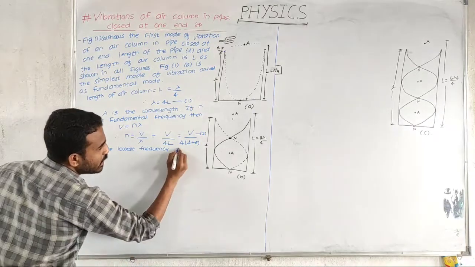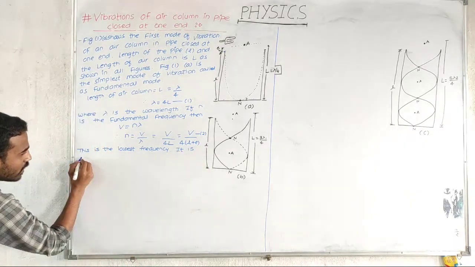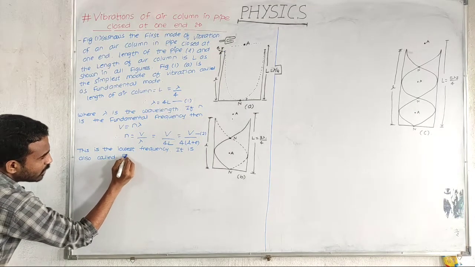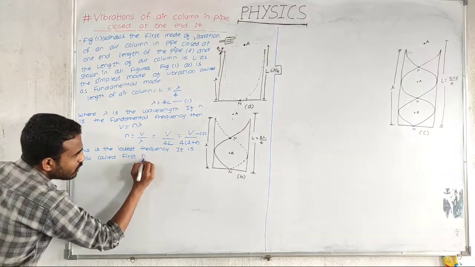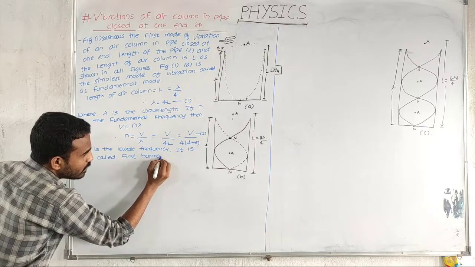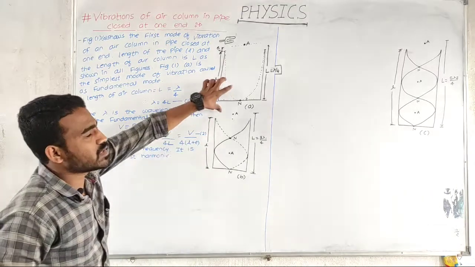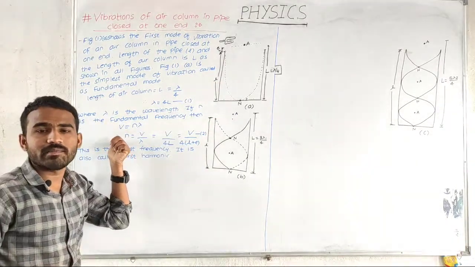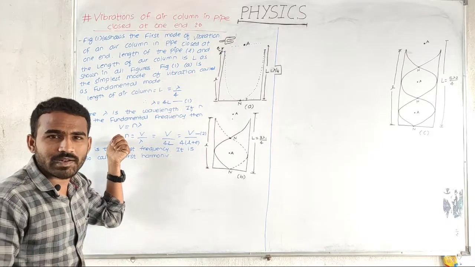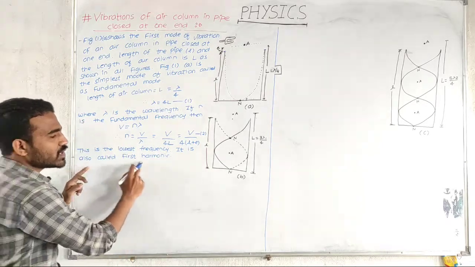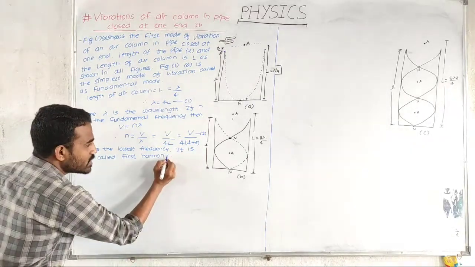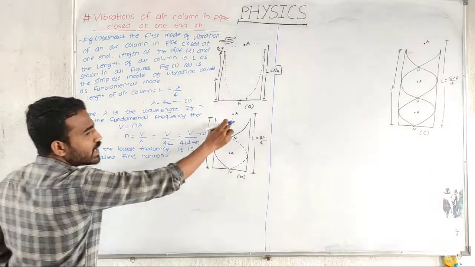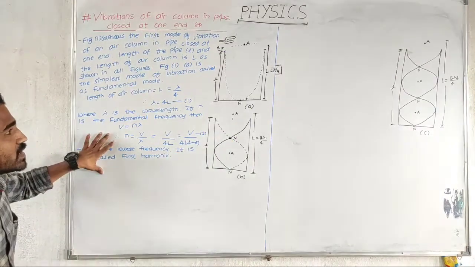It is also called the first harmonic. So the fundamental frequency is also known as the first harmonic. The basic or minimum frequency of the mode of vibration is the fundamental frequency, and that fundamental frequency is also known as the first harmonic.